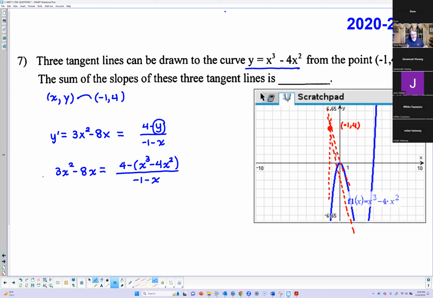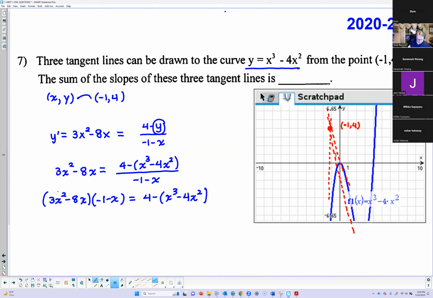Okay. Now, what I would like to do is try to push you guys a little bit to maybe not type it in. In fact, some of you could probably solve this just as fast by hand. So let's cross multiply. So this -1 minus x is going to have to multiply by the 3x squared minus 8x. And then I've got this 4 minus quantity x cubed minus 4x squared here.